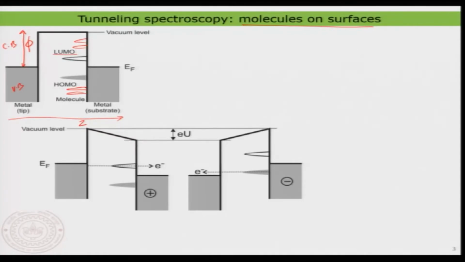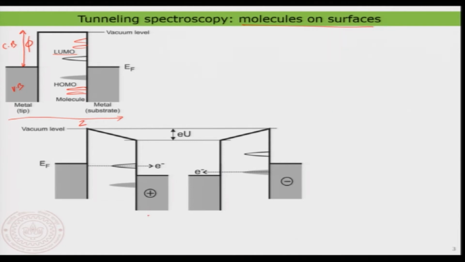Now, at normal condition, that means when I am applying no bias voltage, there is no net tunneling current that we can measure. So, now what you should do? You should just apply a bias. So, I can now put the sample, or the so-called molecule adsorbed on the surface.